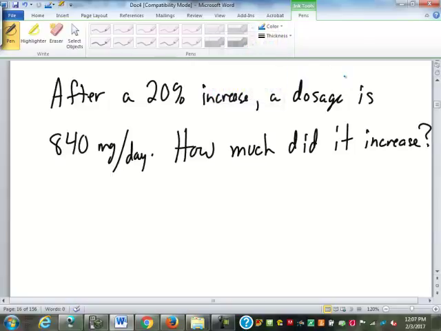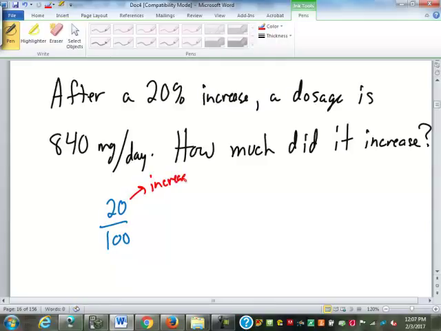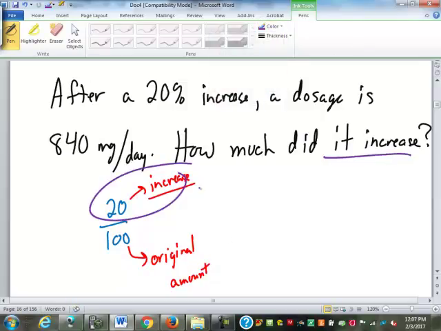So again, we've got the 20%. The 20 here represents the amount of the increase. 100 represents the original amount again. Well, we are looking for the amount of the increase. But do we know the original amount? Well, the 840 is not the original amount, it is the new amount.